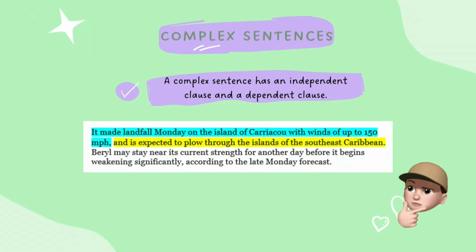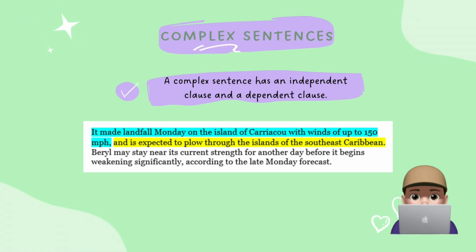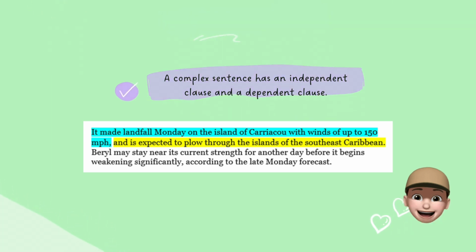First, we have complex sentences. They have an independent clause and a dependent clause. In this case, the independent clause is, "it made landfall Monday on the island of Carriacou with winds of up to 150 miles per hour." And the dependent clause is, "and is expected to plow through the island of the Southeast Caribbean," as it cannot stand alone, unlike the independent clause.